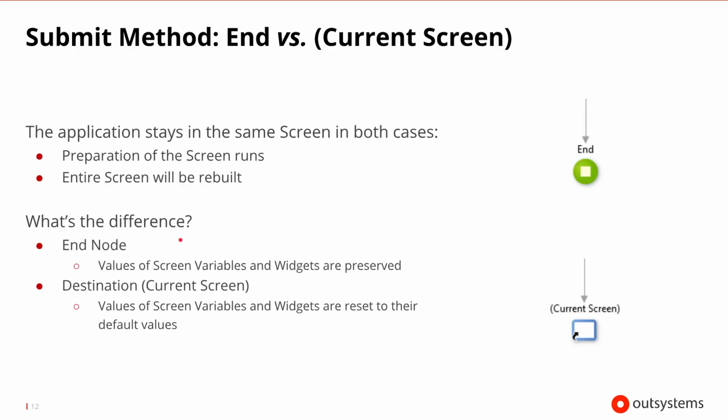The difference is that when we have an end node, any of the values of the screen variables and the widgets from the first time we rendered the screen, those are kept and they are not overwritten or changed in any way. When we actually go to a destination, which is the current screen, it reinitializes everything. So the values of any of the variables coming in and the widgets, all of those are reset to their default values. So we're actually trying to re-render the screen as if we navigated to it originally and the other things that we did didn't actually happen. So the end remembers the interactions and the data that we had the first time we were on the screen, and the current screen kind of ignores or forgets all of that.